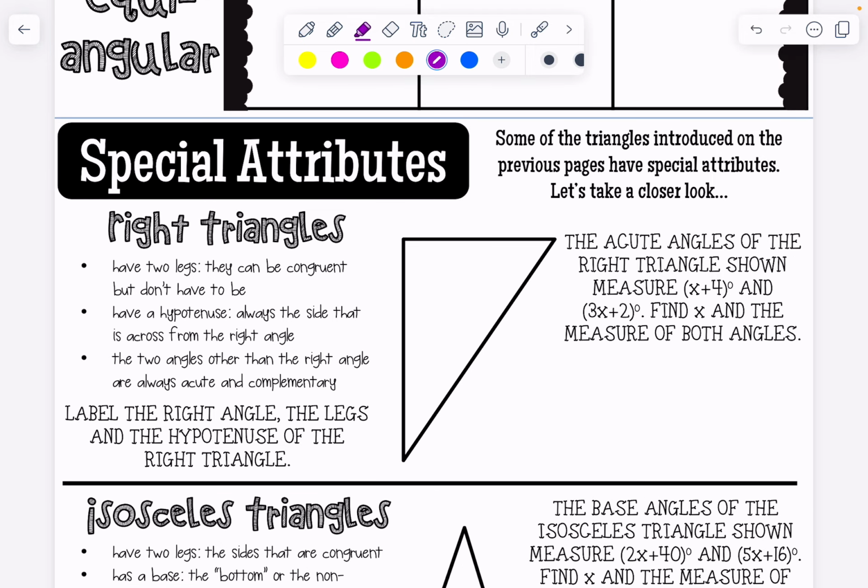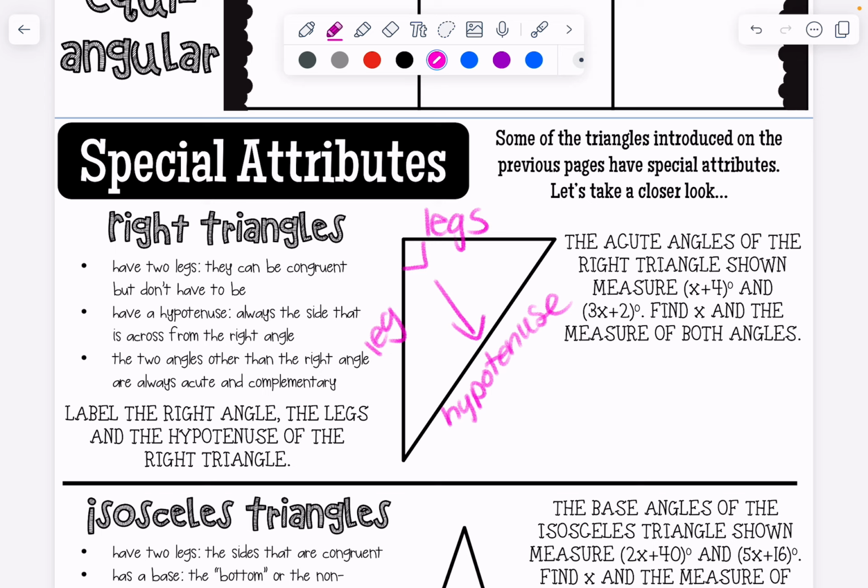Right triangles are triangles that have two legs, and they can be congruent, but they don't have to be. We call the legs of the triangle the sides that make up the right angle. So this would be a leg, and this would be a leg. A right triangle also has something called a hypotenuse, which is the side across from the right angle. And the two angles other than the right angle are always acute and complementary.